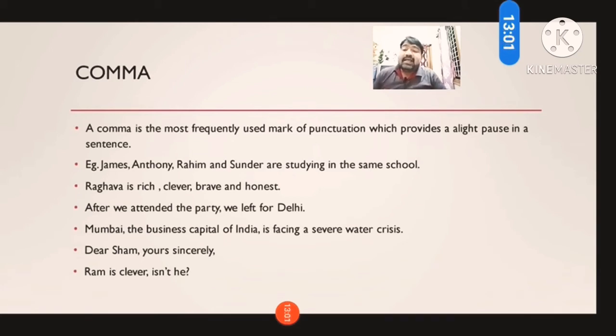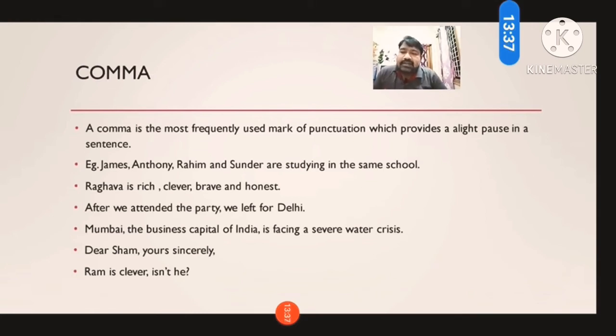Fine. See, here in the next sentence, Dear Shyam. After Dear Shyam, there is a comma. In letters, commonly you see Dear Sir or Dear Friend or Dear Uncle, like that. After writing that, you can use a comma. And here, following it, you can see Yours Sincerely. After Yours Sincerely or Yours Faithfully or Yours Obediently, like that, in such cases, you can use a comma.